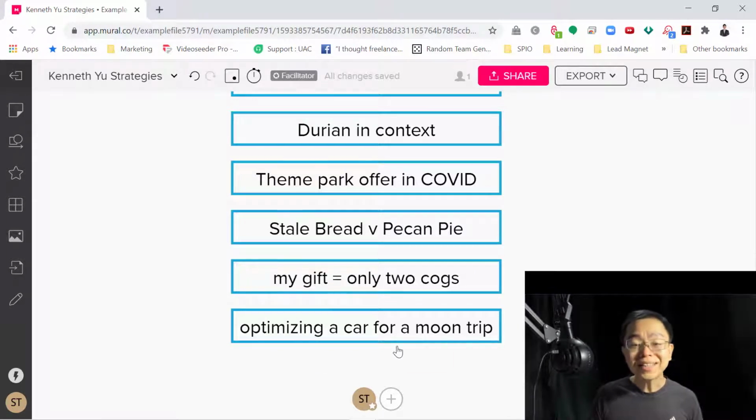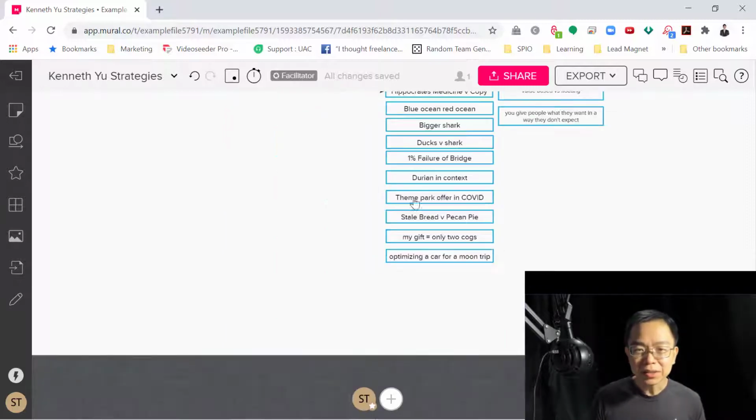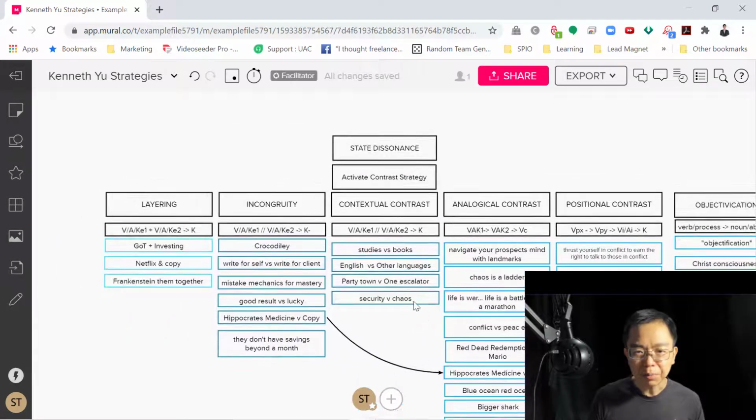Okay, optimizing a car for a moon trip. That's just funny. It brings back memories of the impossible, like Back to the Future, right? But even then, that guy didn't go to the moon. So he's saying the vehicles are very important. You need a rocket ship to go to the moon. Now, although that sounds trite, when we deconstruct it, I think Albert Einstein used that as well. If you try and judge the capability of a fish by its ability to climb a tree, you're basically causing a lot of problems for yourself, right? So this is, again, an analogy, and very powerful as well.